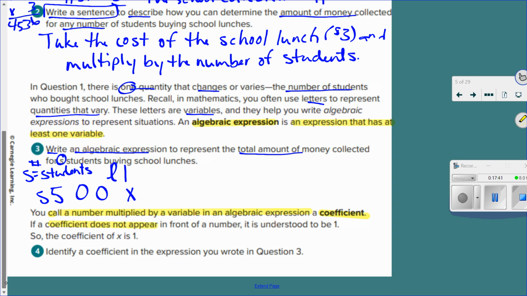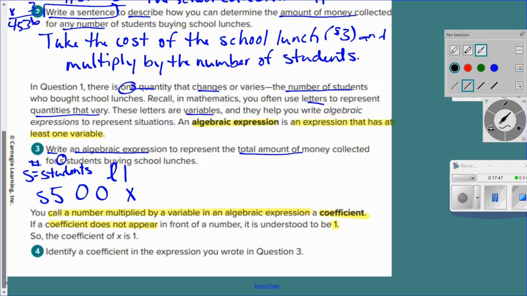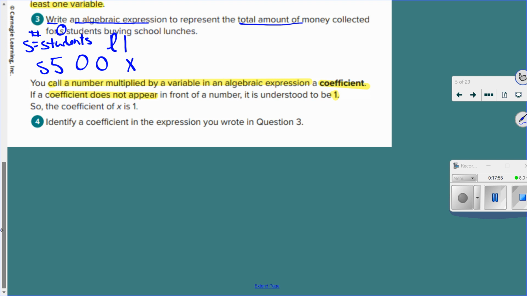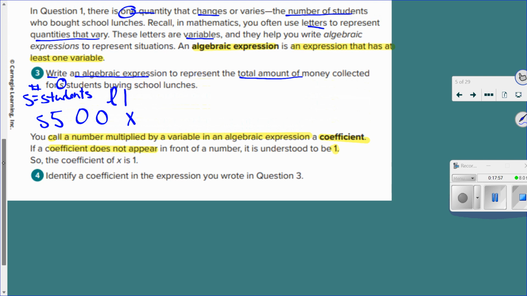So, and this is where it gets a little nitpicky, but it's actually really important to understand. So I'm going to take a minute to go through this. When we are writing an algebraic expression for S students, how would I write that? What did you guys put down? Anybody do this number 3 yet? And did you do number 3? No.